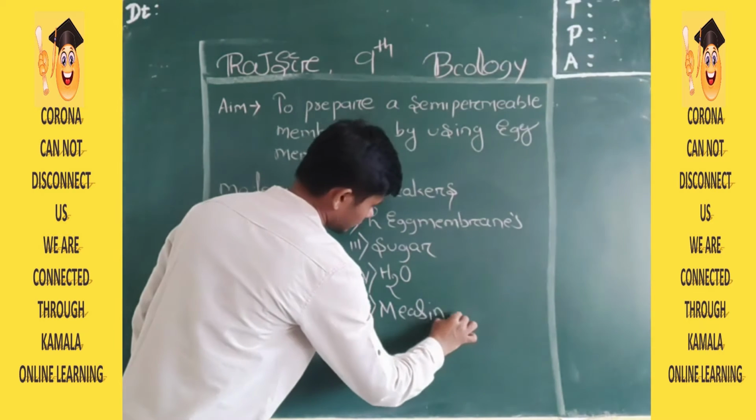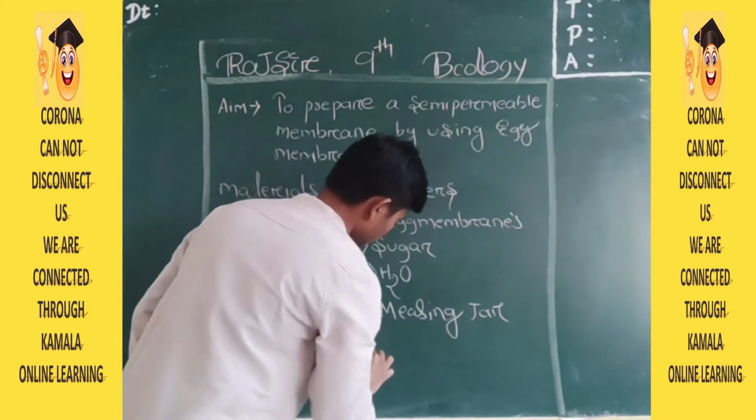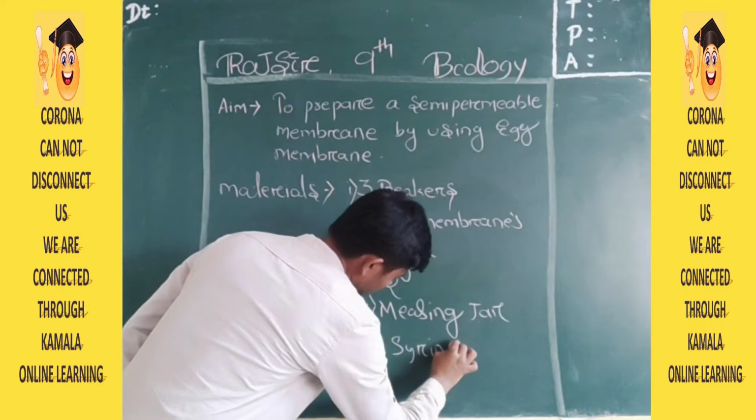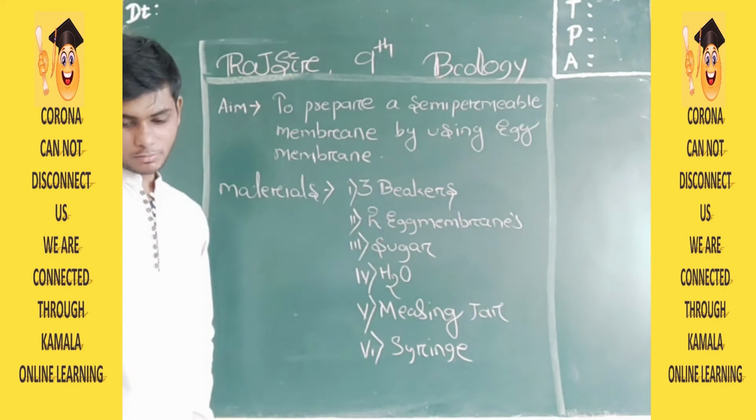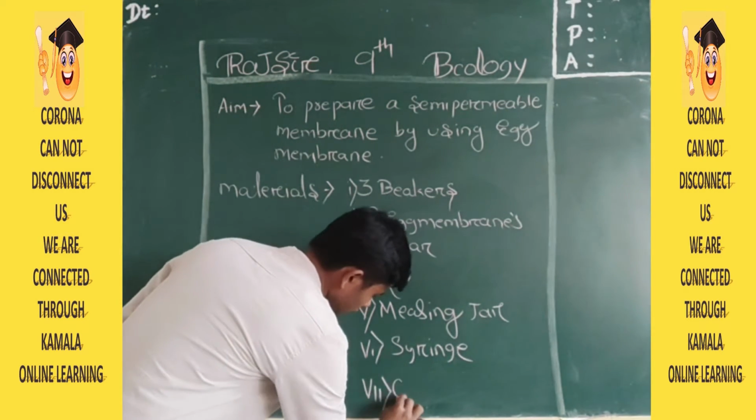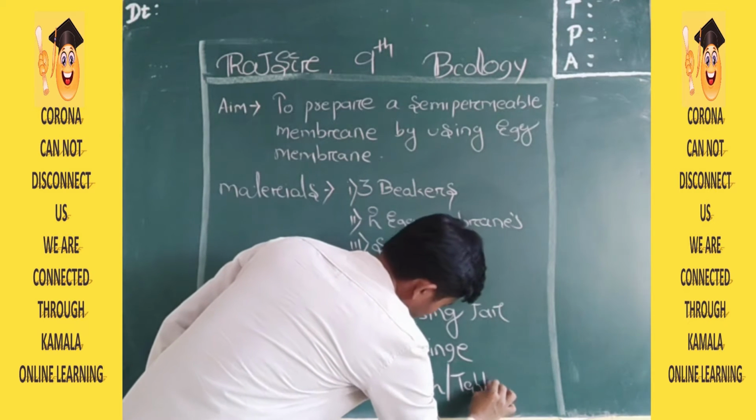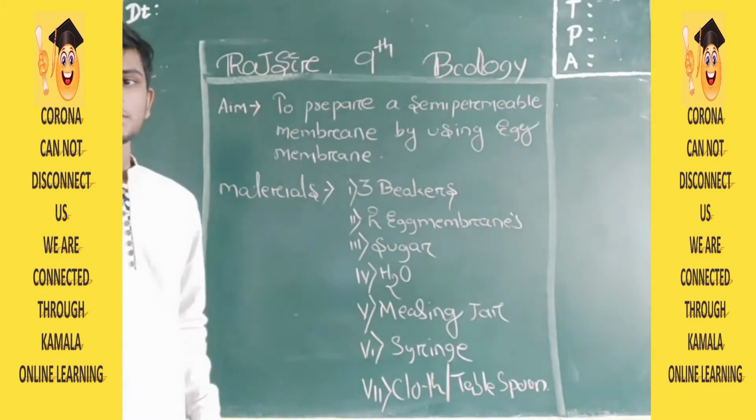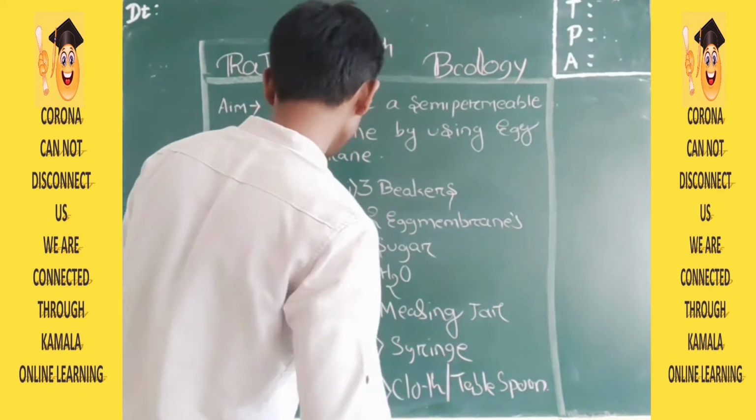We need a measuring jar, syringe, cloth and tablespoon. These are the materials which we need to conduct this particular experiment. Now let us conduct the experiment.